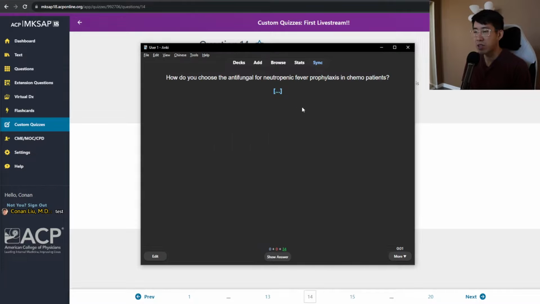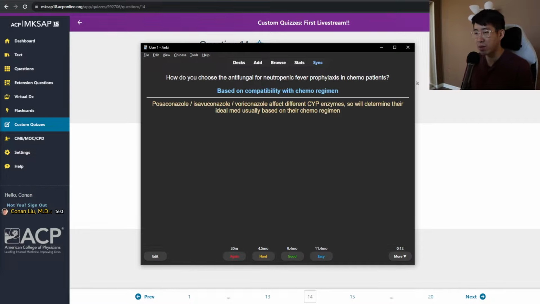How do you choose the antifungal for neutropenic fever prophylaxis in chemo patients? Basically, the ID doctors are going to look to see what antifungals are compatible with their chemotherapy regimens. So it's based on the compatibility with chemo regimens.